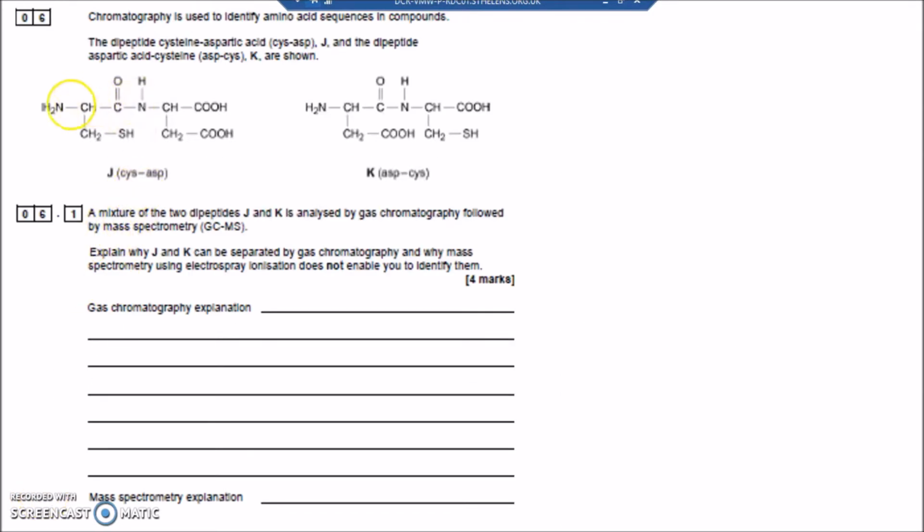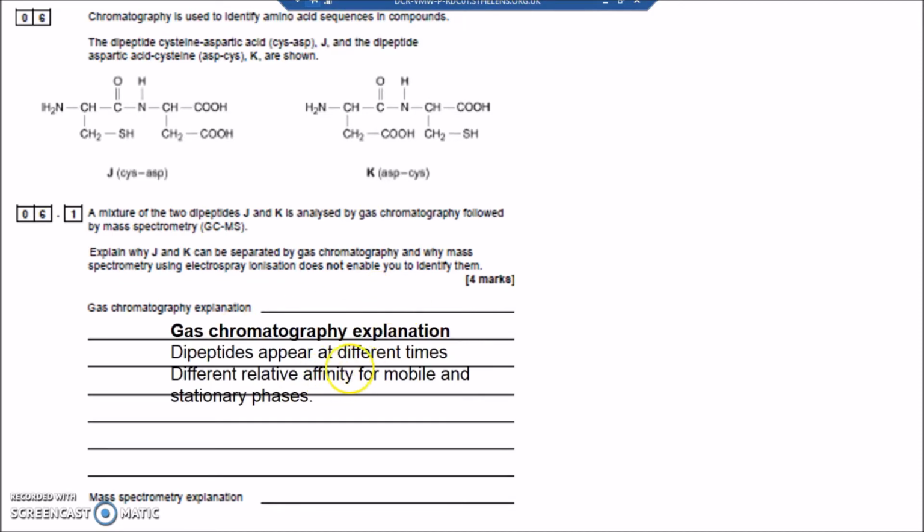A mixture of 2 dipeptides, J and K, can be separated by gas chromatography and by mass spectrometry. Let's try and explain the two then. Gas chromatography explanation. What actually happens in gas chromatography is that you have beads in a tube, and they're the stationary phase, and they attract the amino acids. And you push an inert gas, the gas that doesn't react with the amino acids, along the tube.